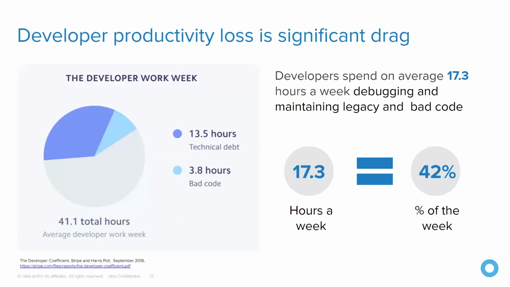On top of that, even if you find a developer that is good at writing secure custom code, the question becomes, is it the best use of his or her time, right? According to the same study from Stripe, 42% of developers' time is spent debugging and maintaining legacy and bad code. That's like 2 out of 5 working days, right? This is a massive impact. This is very expensive for your business, since those developers are very scarce and expensive.